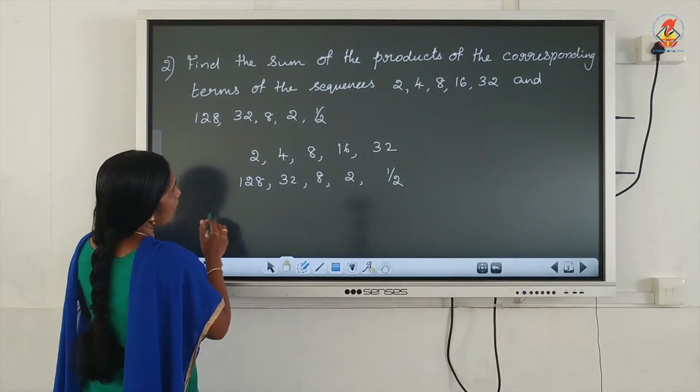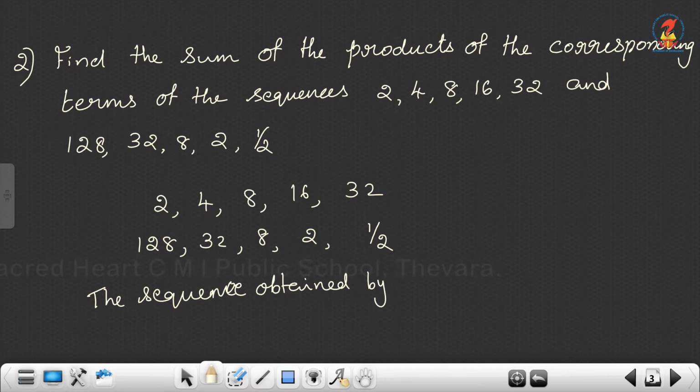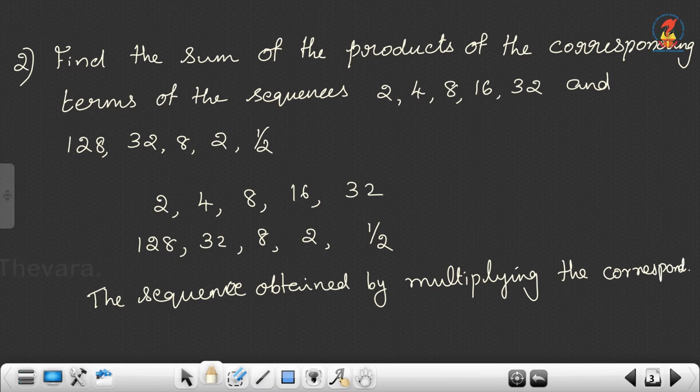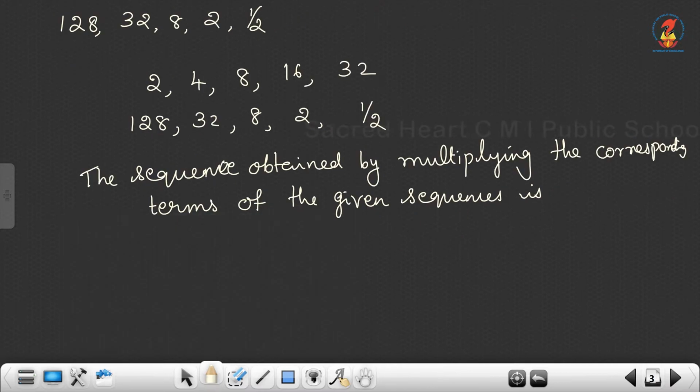The sequence obtained by multiplying the corresponding terms of the given sequences is, okay, now you multiply the corresponding terms.